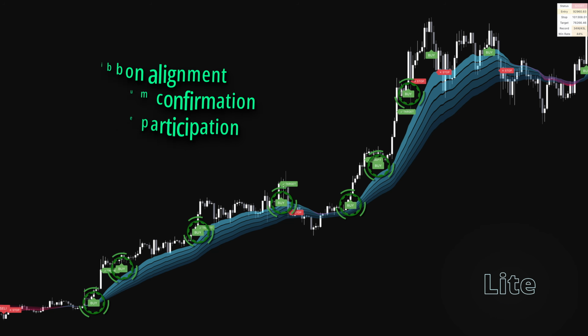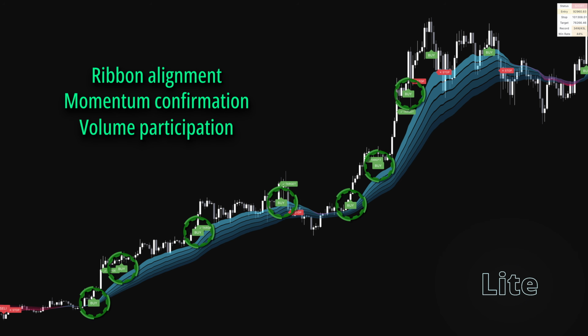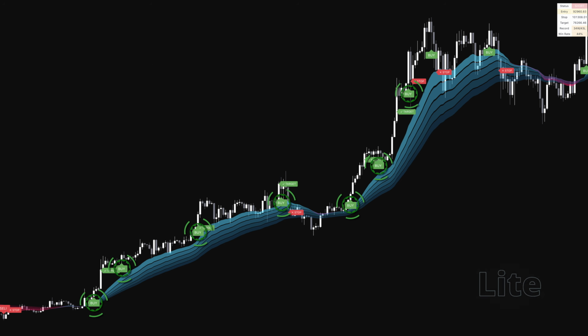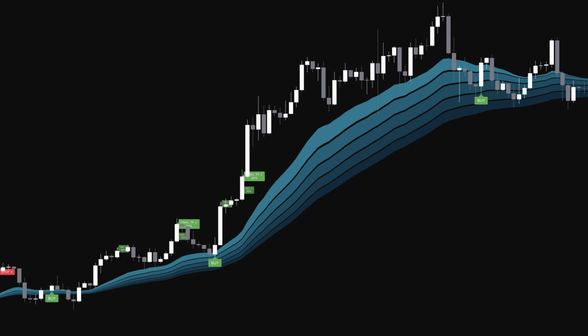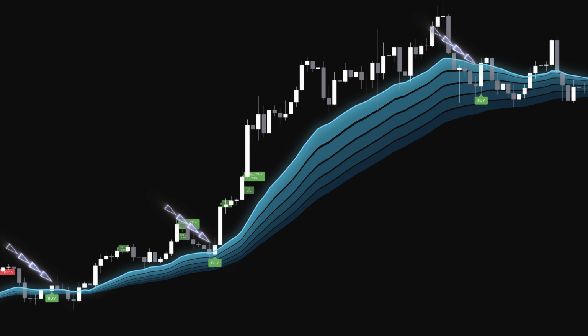Lite generates signals on trend confirmation, when everything aligns and momentum kicks in. Pro adds an alternative: ribbon bounce signals for pullback entries. Here's how it works. In an established uptrend with all 5 ribbon layers bullish, price pulls back and dips below the top EMA. When it crosses back above, that's a bounce signal. You're entering the trend at a better price after a pullback, rather than chasing the initial breakout.